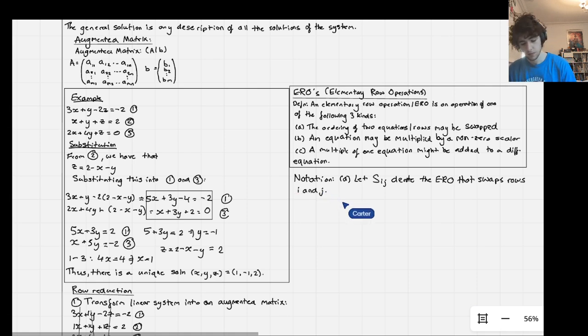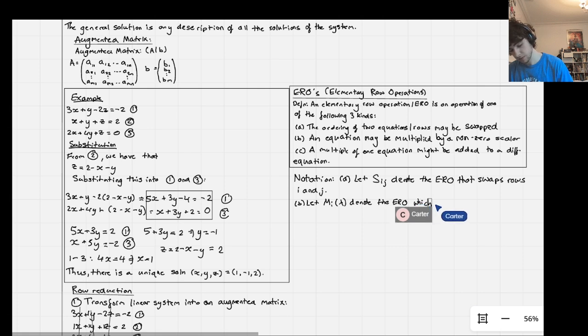And then B, we say that Mi of lambda denotes the ERO which multiplies row I, or equation, or really equation I, by lambda, which is not equal to 0.